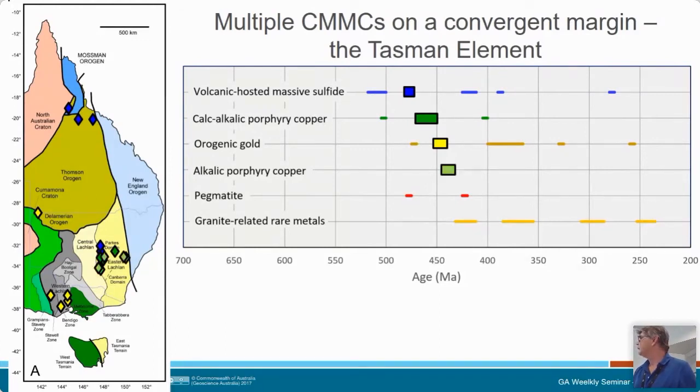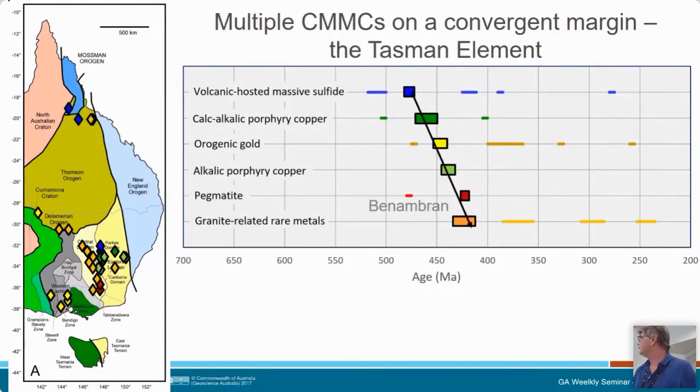If we go to the alkalic porphyry copper deposits, they're the younger deposits in the Macquarie Arc. Then we look at the pegmatites. You can see there's a few in southern New South Wales and into Victoria. And then finally, we have the granite-related rare metal deposits. And you can see they're actually quite extensive throughout southeastern Australia. And there's one up in northern Queensland.